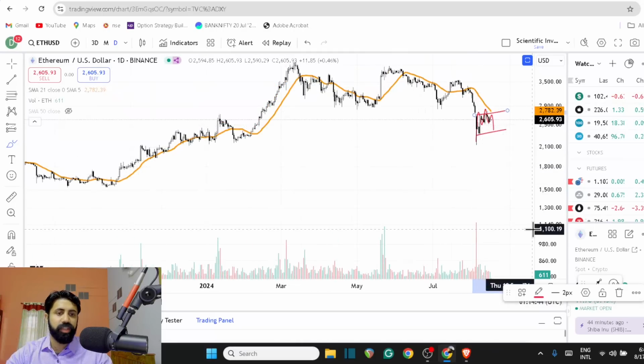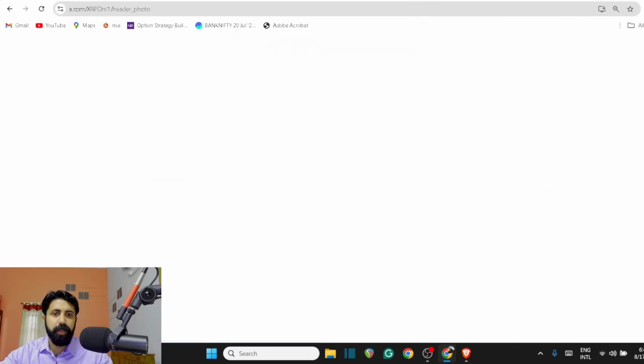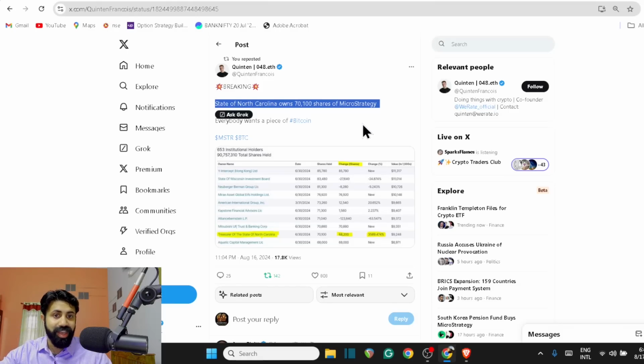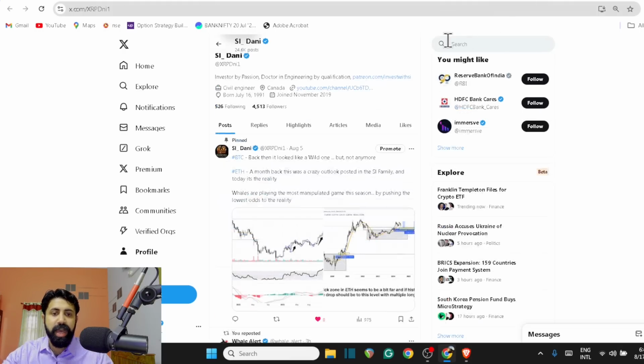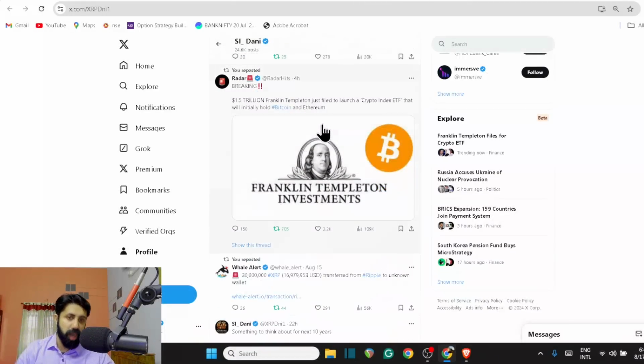You're not breaking to the downside. You're still in the range. But while you drop, people forget the fact the market looks like this. This is government institutions entering into crypto indirectly. They all understand the fact that this market is going higher. They all understand the fact that there is a lot happening in this market.